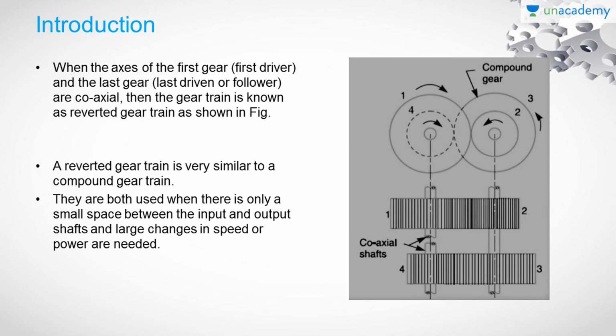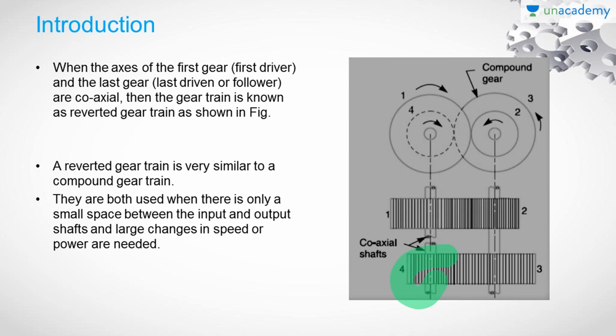The definition of a Reverted Gear Train system is that when the axis of the first gear, which is the first driver, and the last gear, which is the last driven or the follower, are coaxial, which means the axis of the first gear and the axis of the last driven gear are the same. In this figure you can find gear 1 is the first driving gear and gear 4 is the last driven gear. As you can observe, the axis of gear 1 and gear 4 is the same, right? And the shafts, gear 1 shaft and gear 4 shaft, are coaxial shafts.